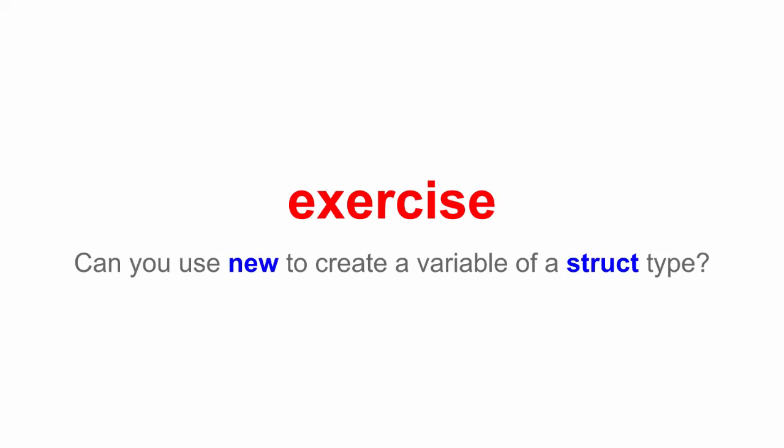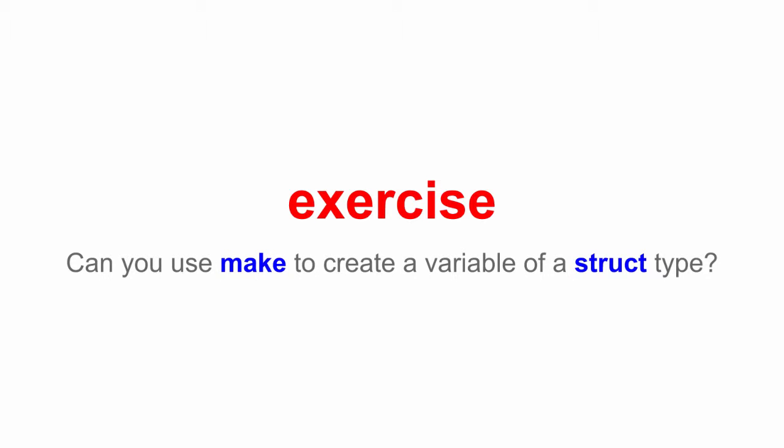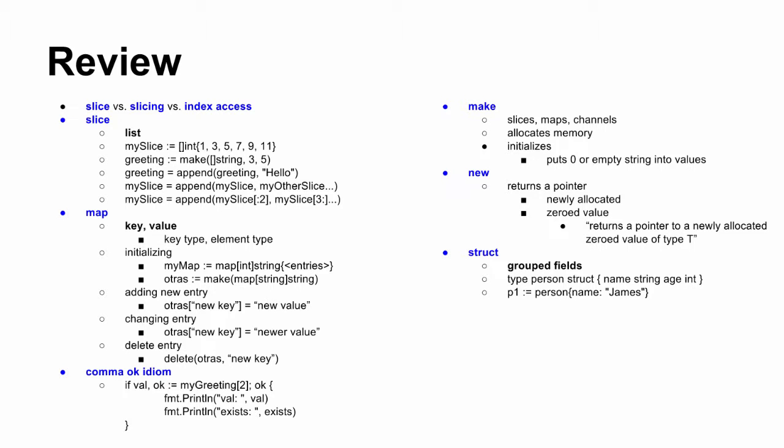And then, it's an exercise. Can you use new to create a variable of a struct type? How many people say yes? It's a gambling question. How many people say no? I think yes. I don't have the answer. I'm going to say yes, because, can you use make to create a variable of a struct type? No. Make is for slices, maps, and channels. New returns a pointer, newly allocated, zero valued. So yeah, if we had a struct, we could do a new one.